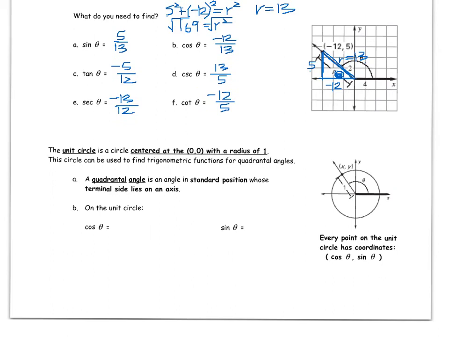A unit circle is centered at 0 with a radius of 1, and we have been talking about this unit circle forever, and we're going to continue to talk about it. A quadrantal angle, that's a word you need to know. A quadrantal angle is an angle in standard position whose terminal side lies on an axis.